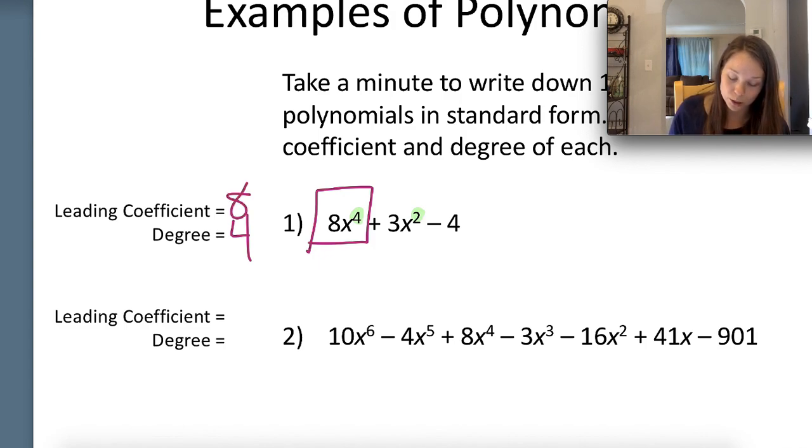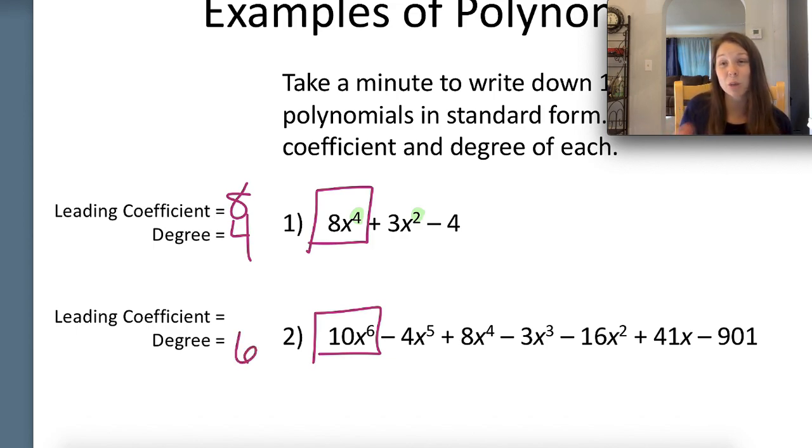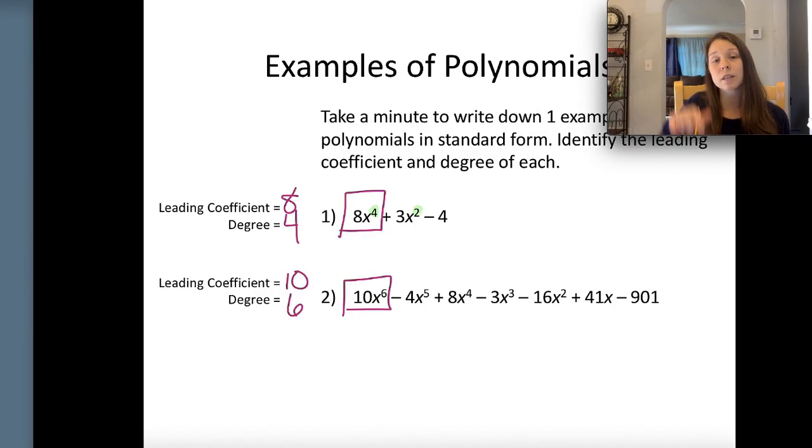If we look at number 2, 6 is my highest exponent, so that gives me my degree. And the constant, or the number in front of that variable, x to the power of 6, is 10, so 10 is my leading coefficient. Notice that each of these two examples were written in standard form with the highest degree first and the lowest degree last. If you have a problem where it's not written in standard form, I would say the first step is to put it in standard form. Then you can easily identify your degree and your leading coefficient.